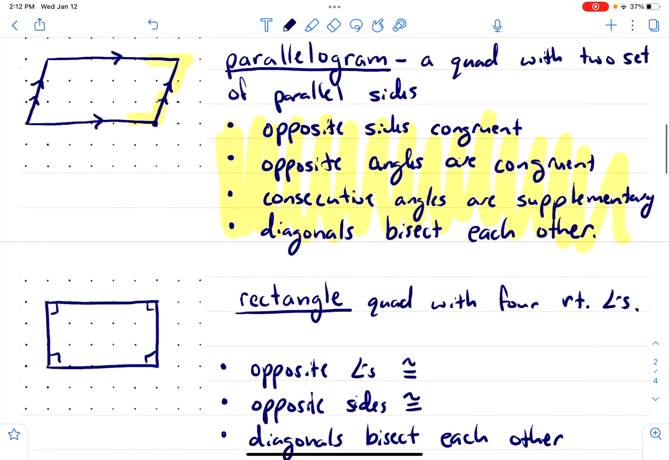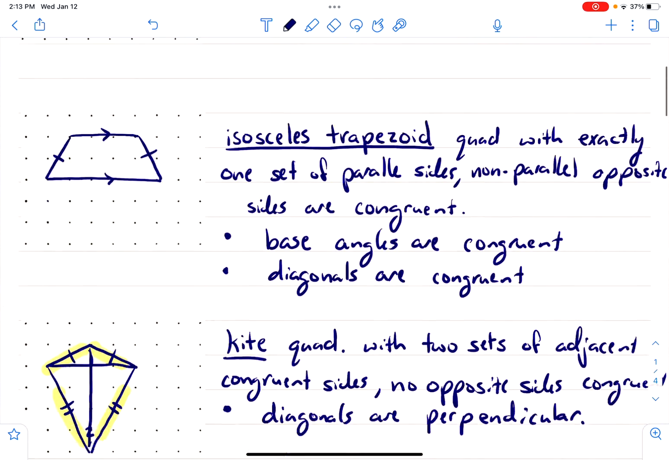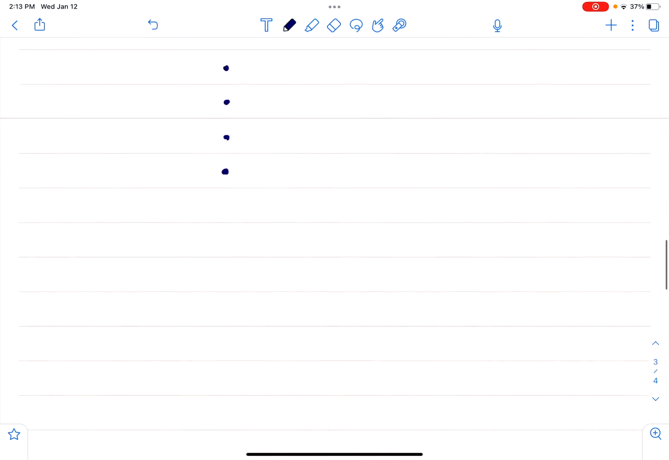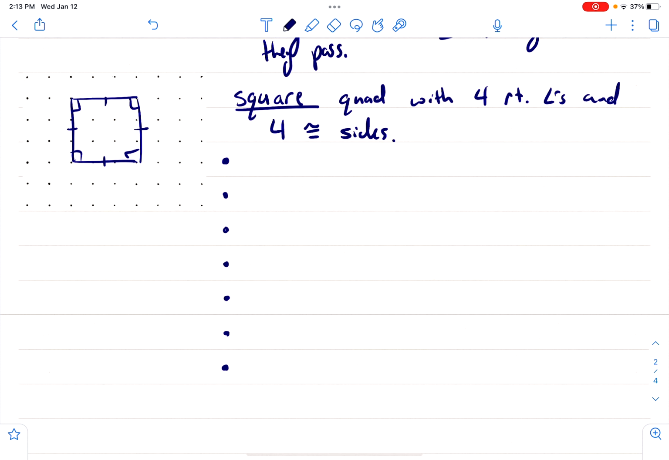You're welcome to, in your picture, illustrate some of the defining characteristics, something like this. Defining characteristics of a rectangle. It's got four right angles. So you're welcome to do that. You don't have to, but notice in all these pictures I have. Okay, so what's a square? You all know a square is a quadrilateral with four right angles and four congruent sides.